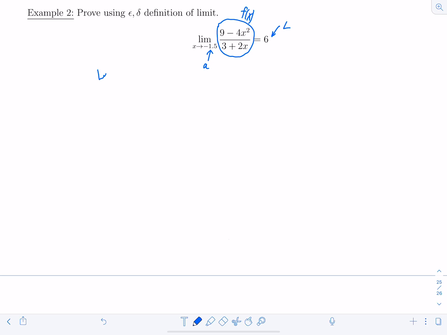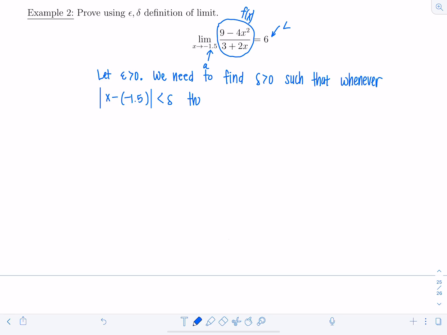Okay, so you start off, you have to write: let epsilon be greater than 0. That has to be there. We need to find, you can just list this all out verbatim, okay? So we need to find delta greater than 0 such that whenever, and then you have the distance that x is from a. So in this case, that's going to be absolute value of x minus, remember a is negative 1.5, is less than delta, then the distance of f of x to L, so absolute value of f of x minus 6, is less than epsilon. Okay, so copy that first statement anytime you do one of these proofs. You're just going to replace with the appropriate a and L to start off with.